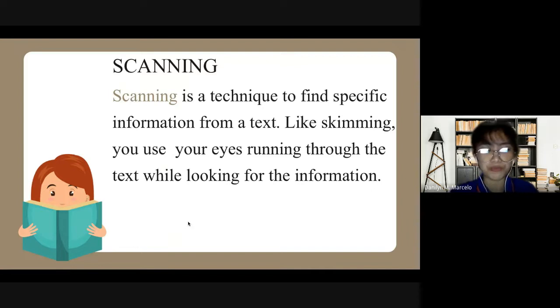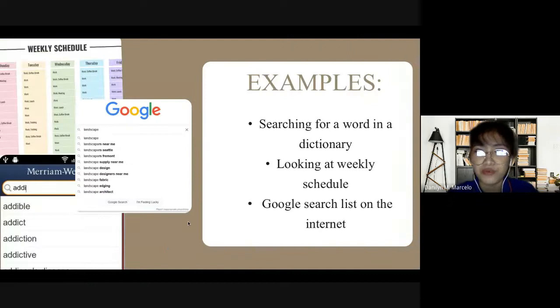But in order for you to understand more about scanning, let's have examples. We have here three examples: searching for a word in a dictionary, looking at a weekly schedule, and a Google search list on the internet. In the first example, you want to know the meaning of the word scan. You go to the search bar in the dictionary app and type the spelling of the word that you are looking for. Here we are looking for the word scan.